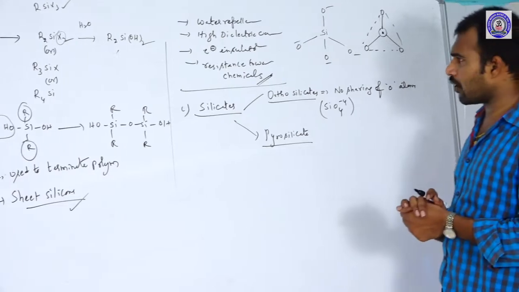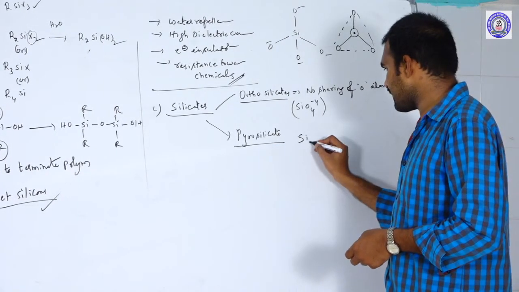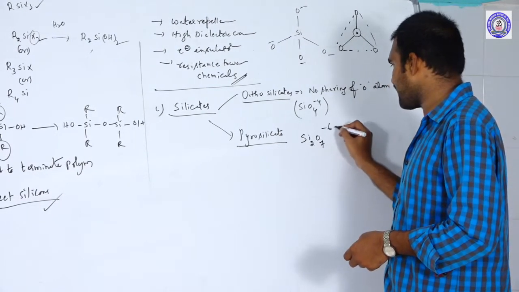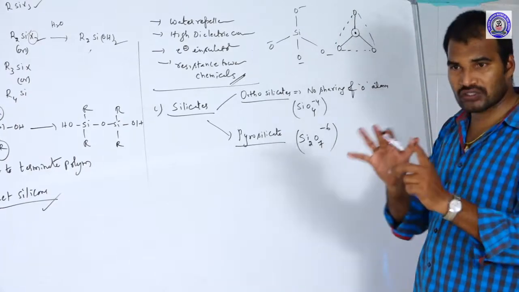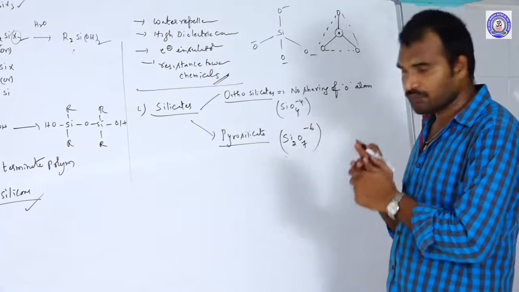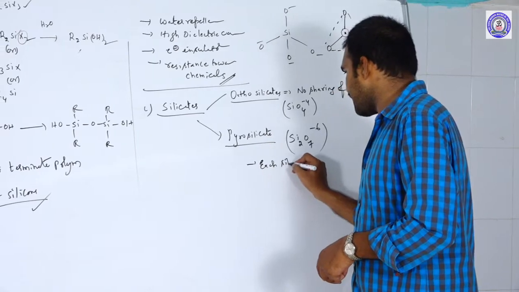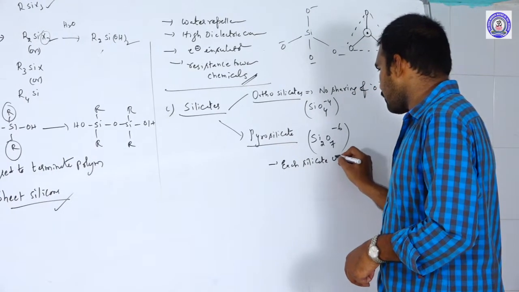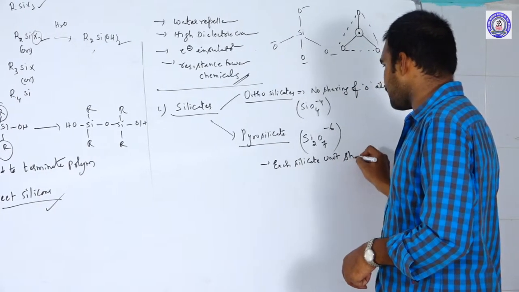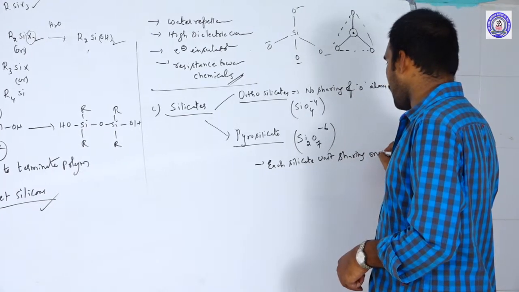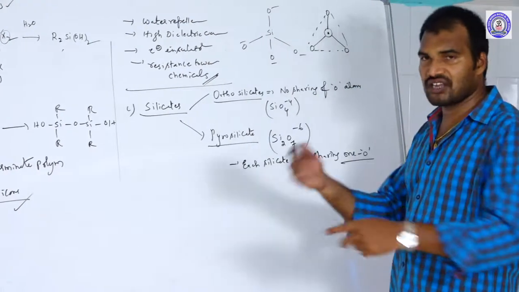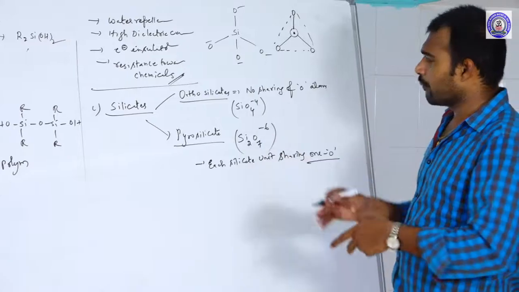What is the general formula of pyrosilicate? Si2O7 6-. Si2O7 6-. Each silicate unit is sharing one oxygen atom. Suppose they share one oxygen atom, then pyrosilicates will come.